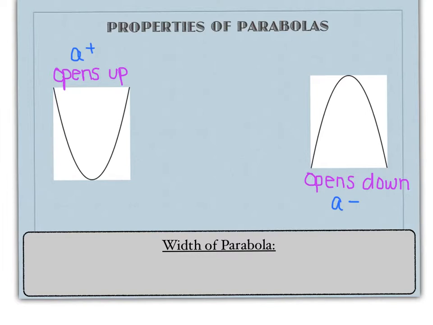By the way, the vertex of these parabolas are in two different places. You'll notice that when the parabola opens up, the vertex is at the bottom. So we would call that a minimum point. Okay, because it's a low point in the parabola. But when the parabola opens down, the vertex is actually the highest point. So we would say this has a maximum.